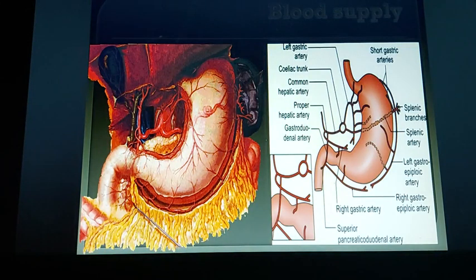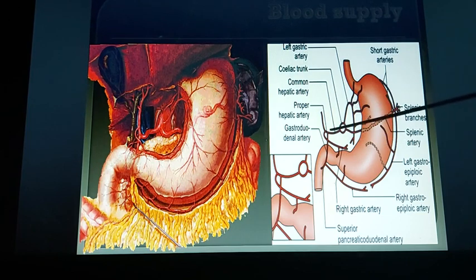Coming to the blood supply, first of all the arterial supply. Mainly the stomach is supplied by branches from the celiac trunk. What are the branches from the celiac trunk? The first branches are the left gastric, splenic and common hepatic. From the celiac trunk, the stomach is supplied by the left gastric artery.